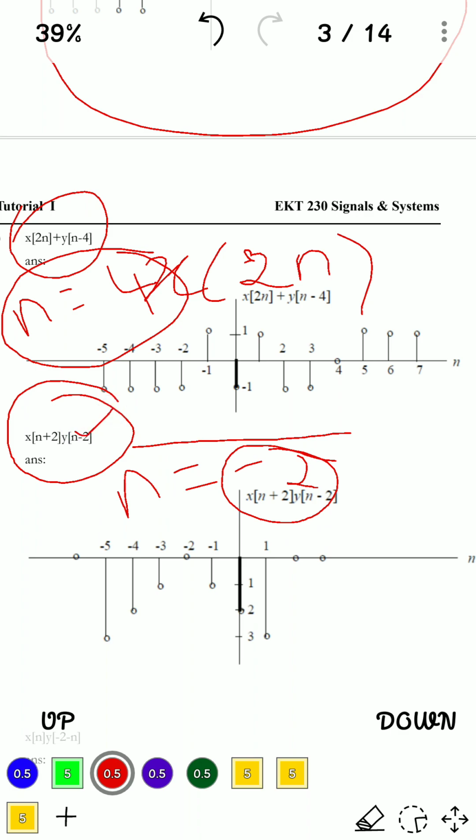So this is y of n minus 2, that is shifting the y of n signal 2 places to the right, right? So this is what you have to do, and then you are going to multiply the signal. What is multiplication? Just amplitude multiplication. Whatever amplitude you have, you have to multiply with it.